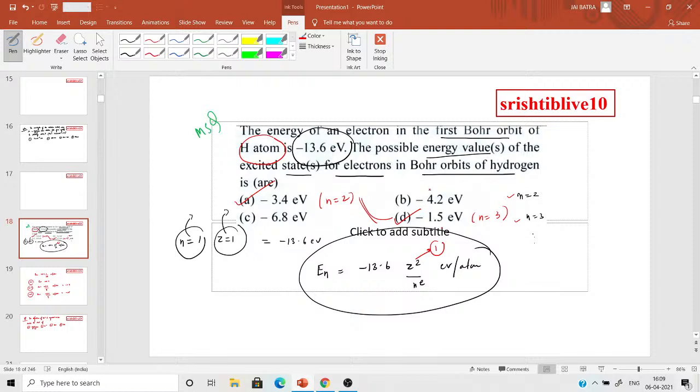So definitely this cannot be a correct answer. Just by using n equal to 2 and n equal to 3 you can find out the correct answer, and there is no need to even substitute n equal to 4. So the correct answer is going to be option A and D. I hope it's very much clear to all of you.